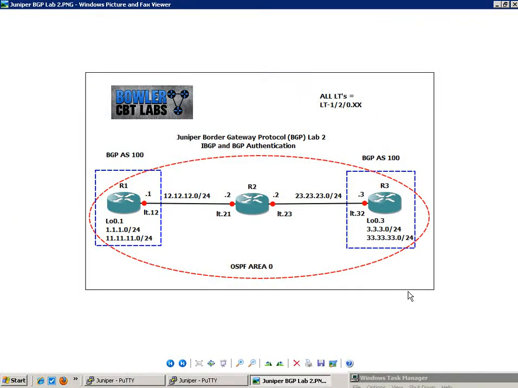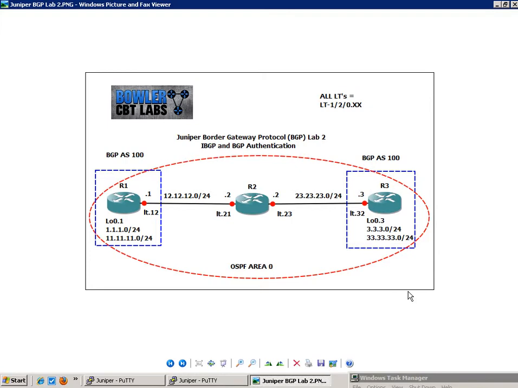Hello, my name is Steve Bowler, and in this video we're going to be taking a look at Border Gateway Protocol. Specifically within BGP, we're going to be taking a closer look at IBGP and BGP Authentication. I'm also going to explain to you what you would use IBGP for.